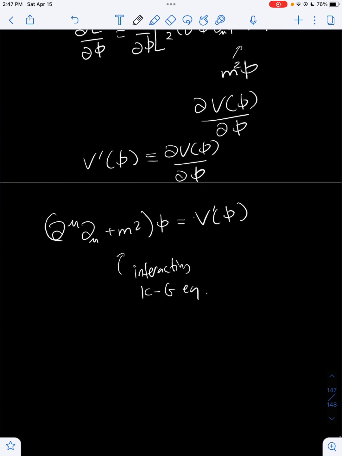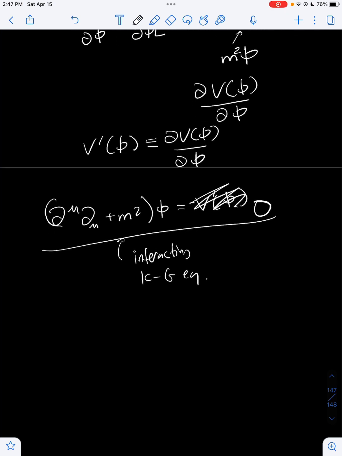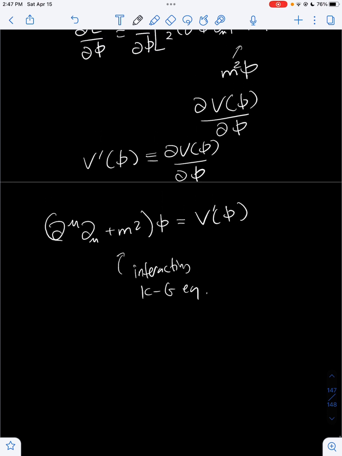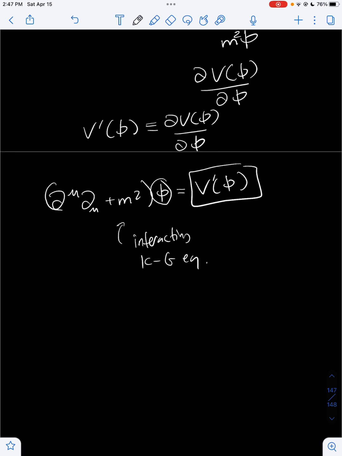Before, we had that this was 0. So when our potential was 0, we had this, and so this was a free Klein-Gordon equation. But now that we have the potential, we're going to have functions on this side of the equation. We can no longer just decompose it into plane waves. Instead, phi is going to be a complicated function. So how do we actually solve this interacting Klein-Gordon equation?